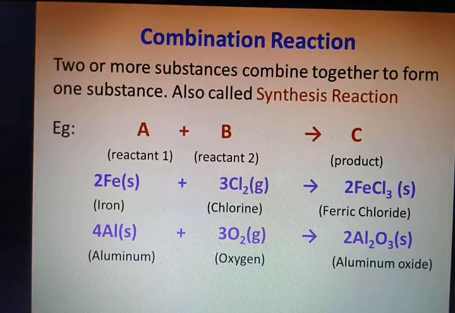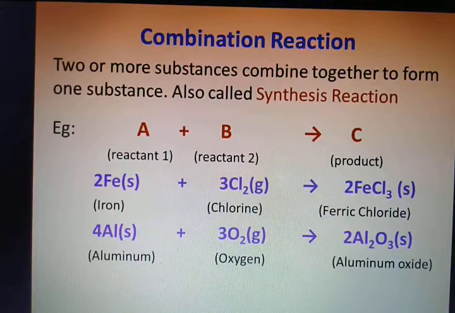As we know, on the left hand side of an arrow we write the reactants, and on the right hand side of the arrow we write the products. On the left hand side we have two reactants or two substances. On the right hand side, only one substance. Clear? So the example given: iron reacts with chlorine to give ferric chloride. So Fe plus Cl2 giving FeCl3.